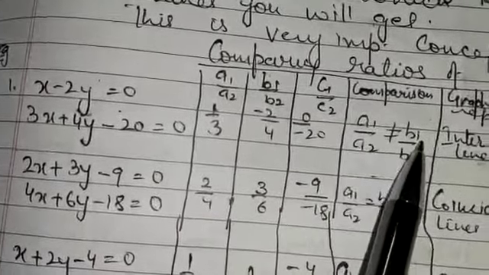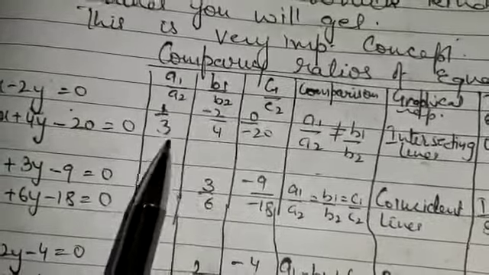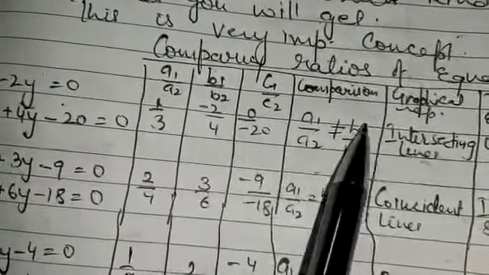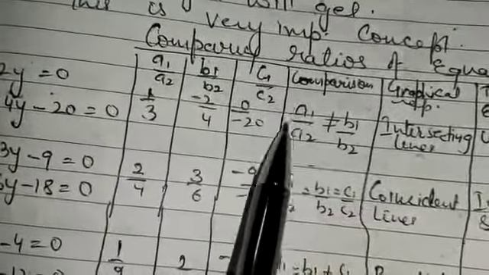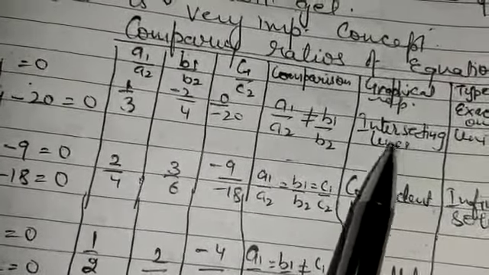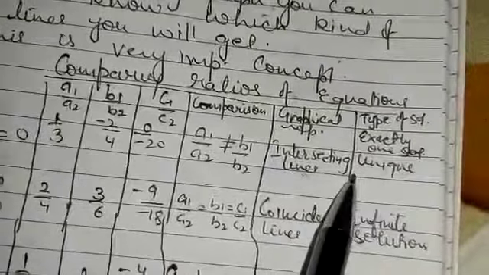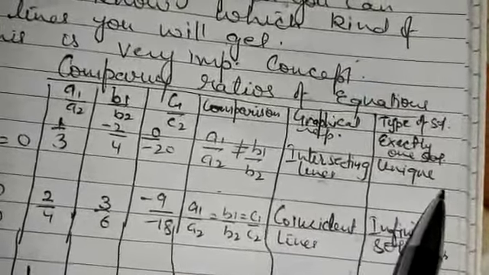And comparing, you can see a1 by a2 is not equal to b1 by b2. Can you see 1 by 3 is not equal to minus 2 by 4? So whenever a1 by a2 is not equal to b1 by b2, you will get intersecting lines. And intersecting lines, I have shown you, have one solution, that is exactly one, unique solution. This again I will tell you later on.